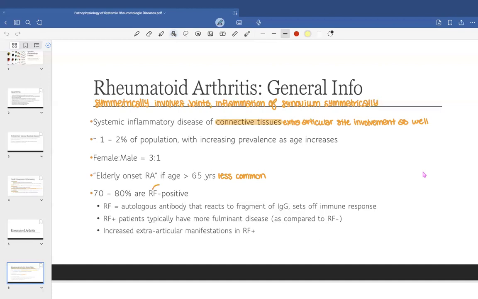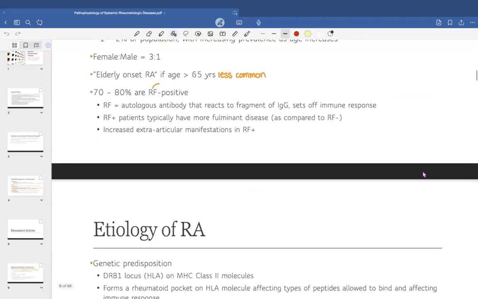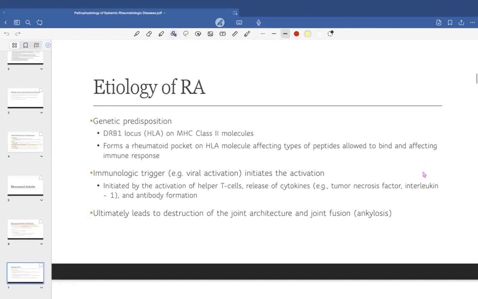Those who are RF positive tend to have more fulminant disease and the extra-articular manifestations. And so we'll see that more commonly. With RA, we have the genetic predisposition as determined. If you do a family history, you're going to see that Aunt Joni and Uncle Lou and all these people have rheumatoid arthritis, or perhaps even another autoimmune disease like lupus or scleroderma.